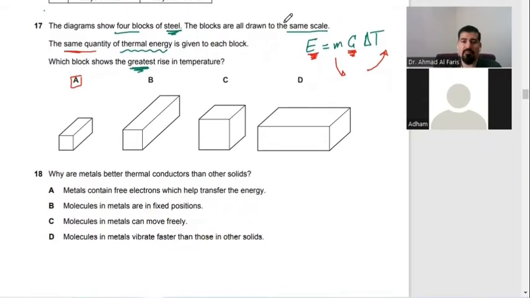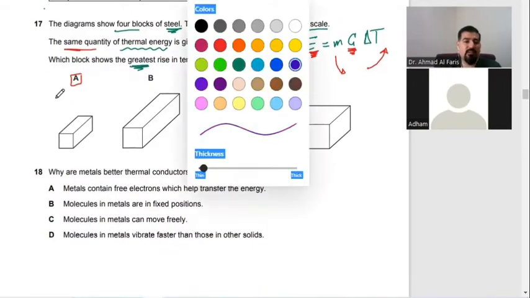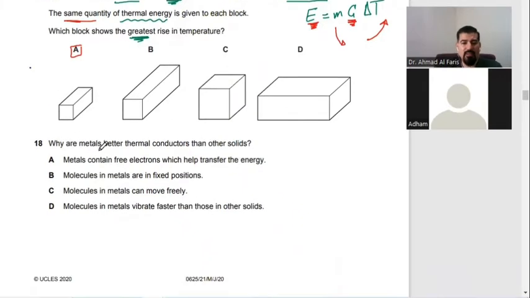Clear? Okay. Next, 18. Why are some materials better thermal conductors than others? Now we know that conductors are good conductors because they have a lot of free electrons. They can transfer the energy from one molecule to the next as it passes through. That's the first reason. Second reason, the molecules of conductors are close, so as they vibrate, they collide with the neighbor molecules until the energy is transferred from one molecule to the other. So A, metal contains free electrons which help to transfer energy.